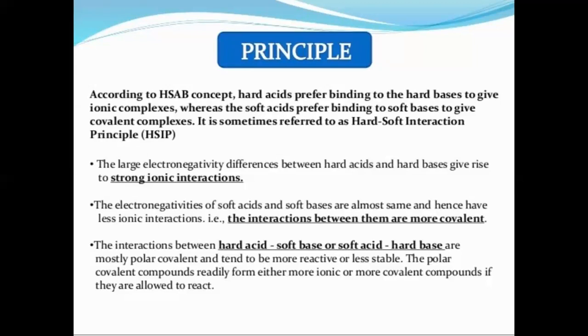These have small size, high polarizing power, high oxidation state. They combine with small size, less polarizable ligands. Their outer electrons are not easily distorted. I'm telling about the acids. They form stable complexes with ligands in which the donor atom is the first element of each group in the periodic table. So these are the type A metal ions, that is acids.